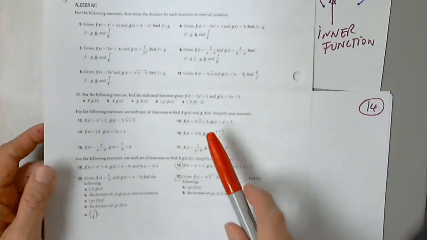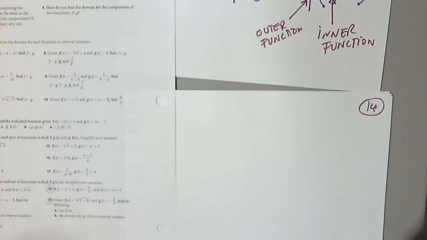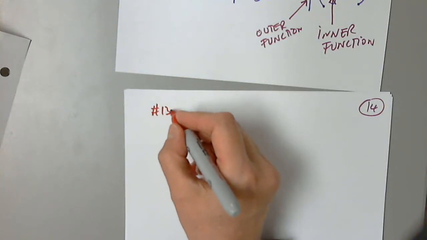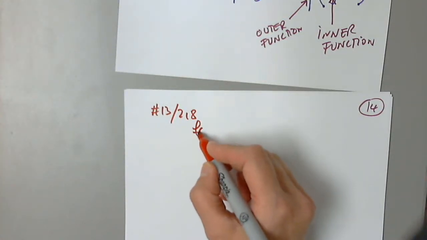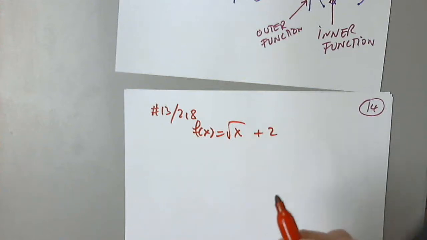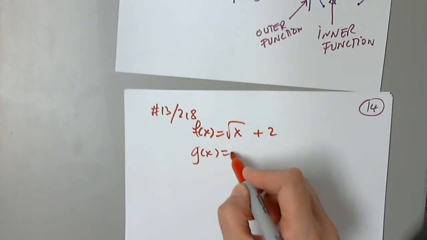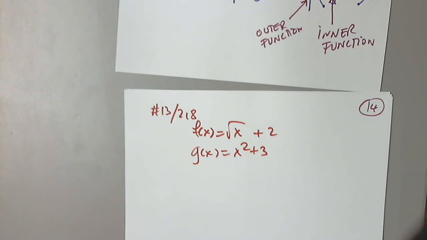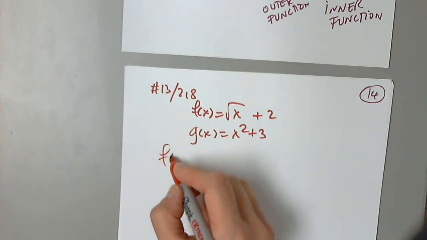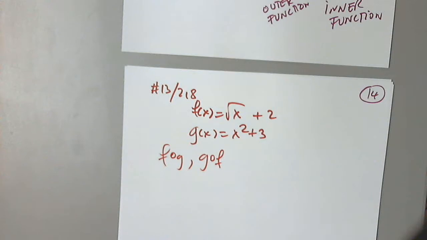So let's start with problem 13, page 218, and we have f of x equals the square root of x plus 2, and g of x equals x squared plus 3. The problem is asking us to find f comp g and g comp f. They're not asking us to find the domain. So use the set of functions to find f comp g and simplify your answers. It doesn't say anything about domain.